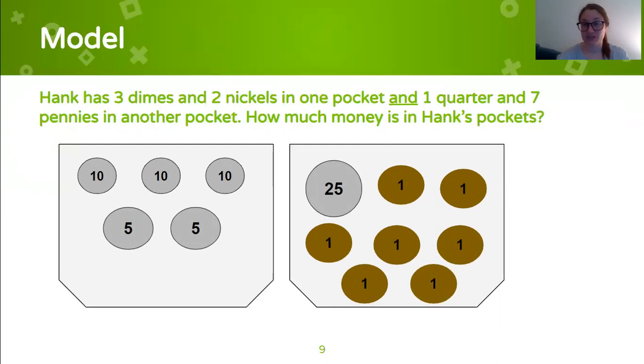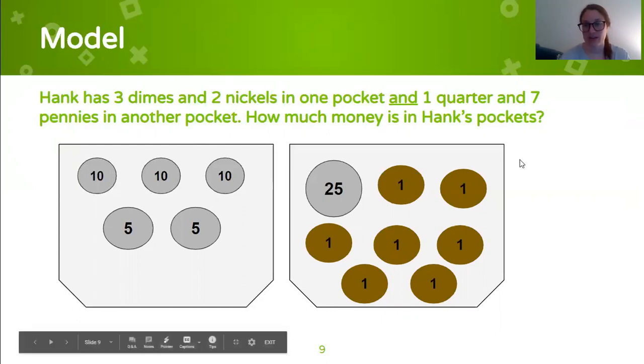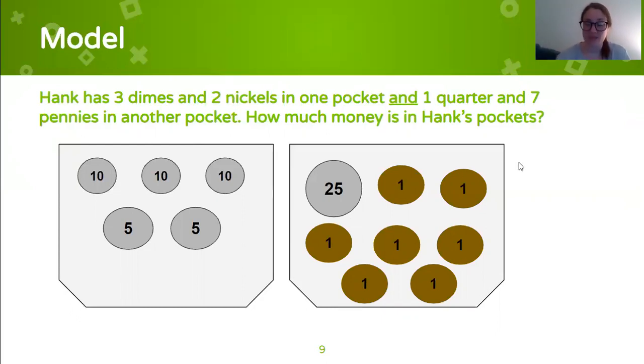Now I've got my picture. What I need to do now is figure out how much money does Hank have in his pockets. So I'm going to add up how much money I have in one pocket, add up how much money I have in the other pocket, and then put them together. We're going to add them.